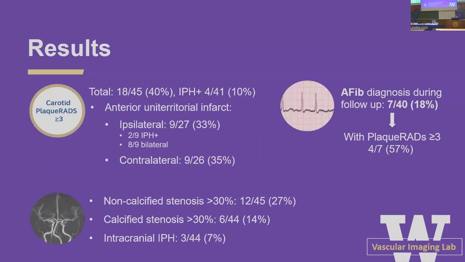In terms of looking at our cohort, 40% of these patients in the ESIS category at the time of discharge had plaque RADS greater than or equal to 3. And 10% of those had intraplaque hemorrhage. And in addition, 33% were ipsilateral, while 35% were on the contralateral side. In addition, a small component of the cohort had greater than 30% stenosis at the artery of target. And in addition, 18% of the cohort had AFib, and of those, more than half had a plaque RADS greater than or equal to 3 in terms of an atherosclerotic disease.